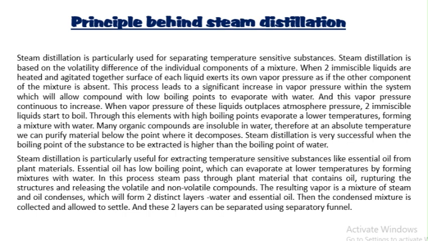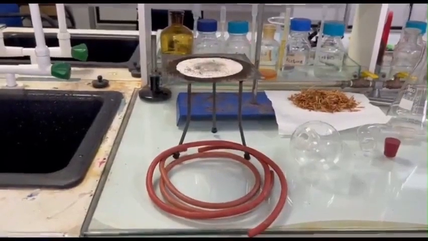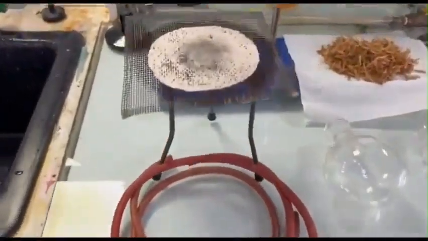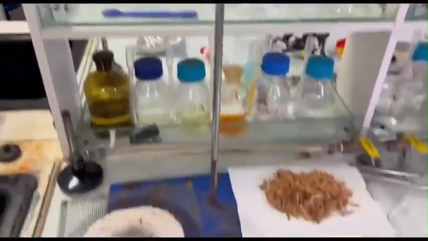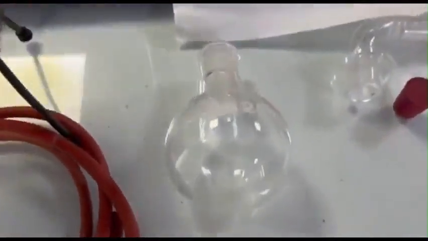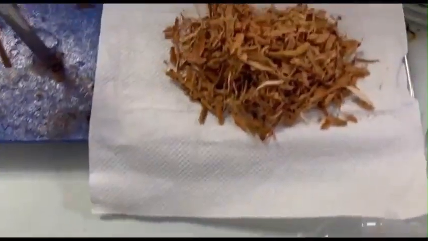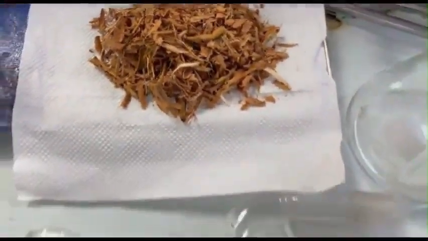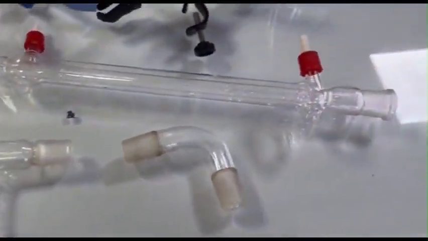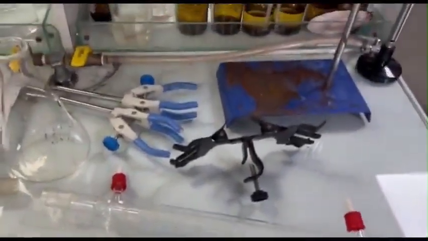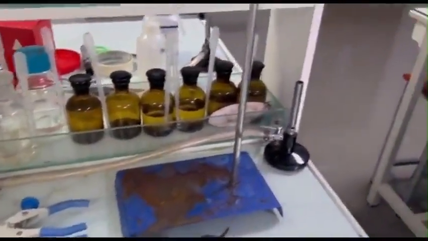Today, we are going to extract essential oil from cinnamon. Those are the instruments that we will be using for this experiment. Tripod, wire mesh, two rubber tubes, two stands, a round bottom flask, cinnamon, a conical flask, condenser, clamps, and Bunsen burner.